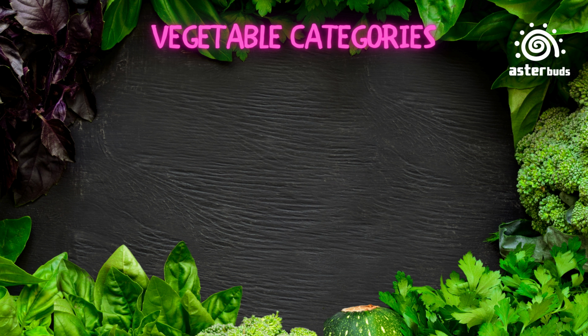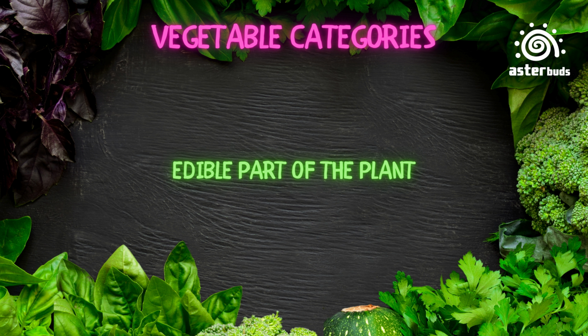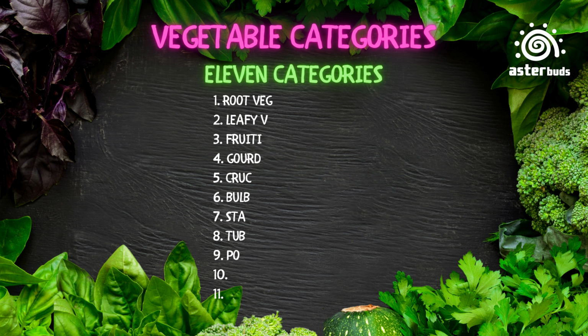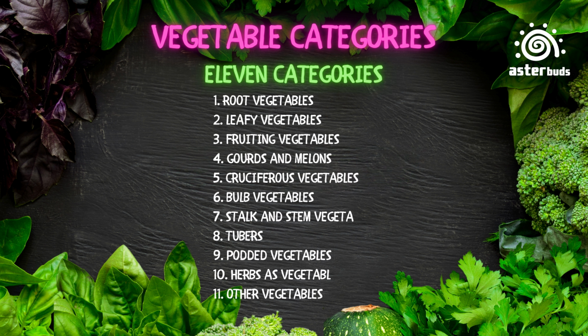Vegetables are classified based on the edible parts of the plant they come from. This classification helps us understand the types of vegetables, their roles in cooking, and their nutritional significance. Vegetables are broadly classified into 11 categories.